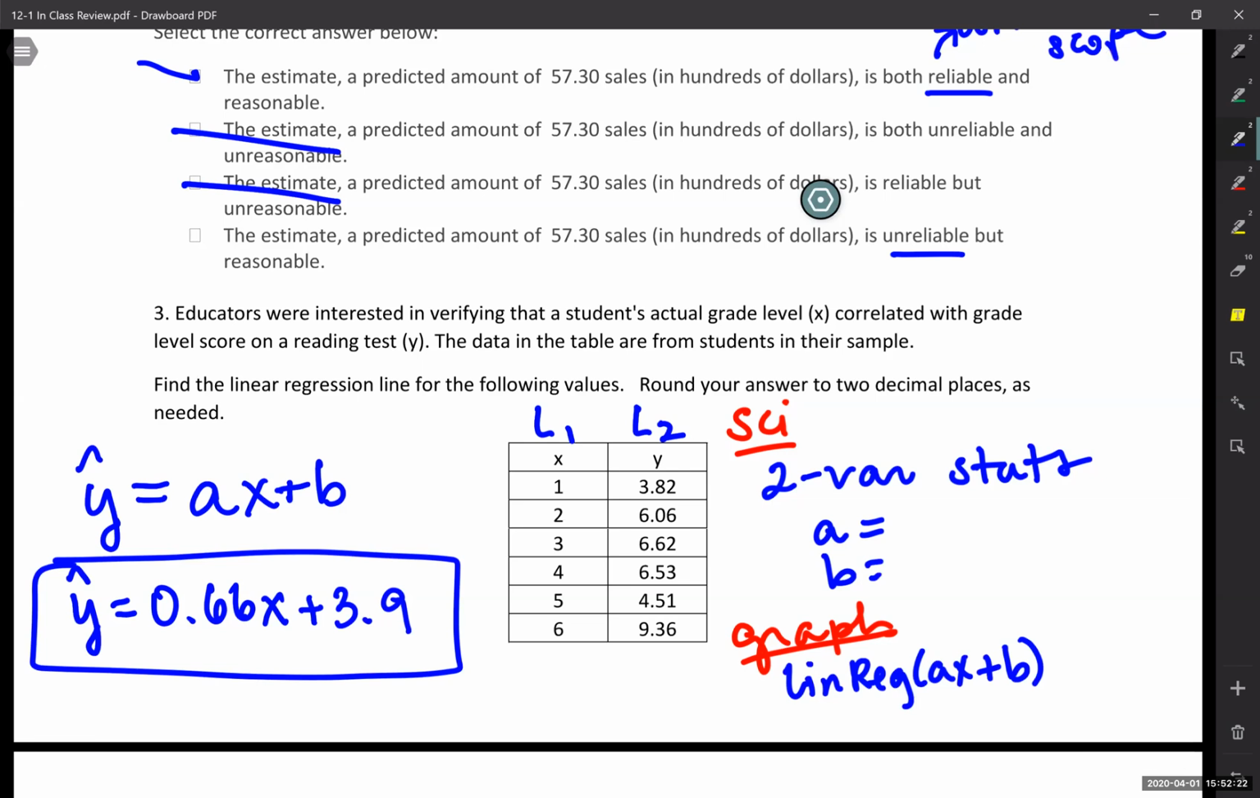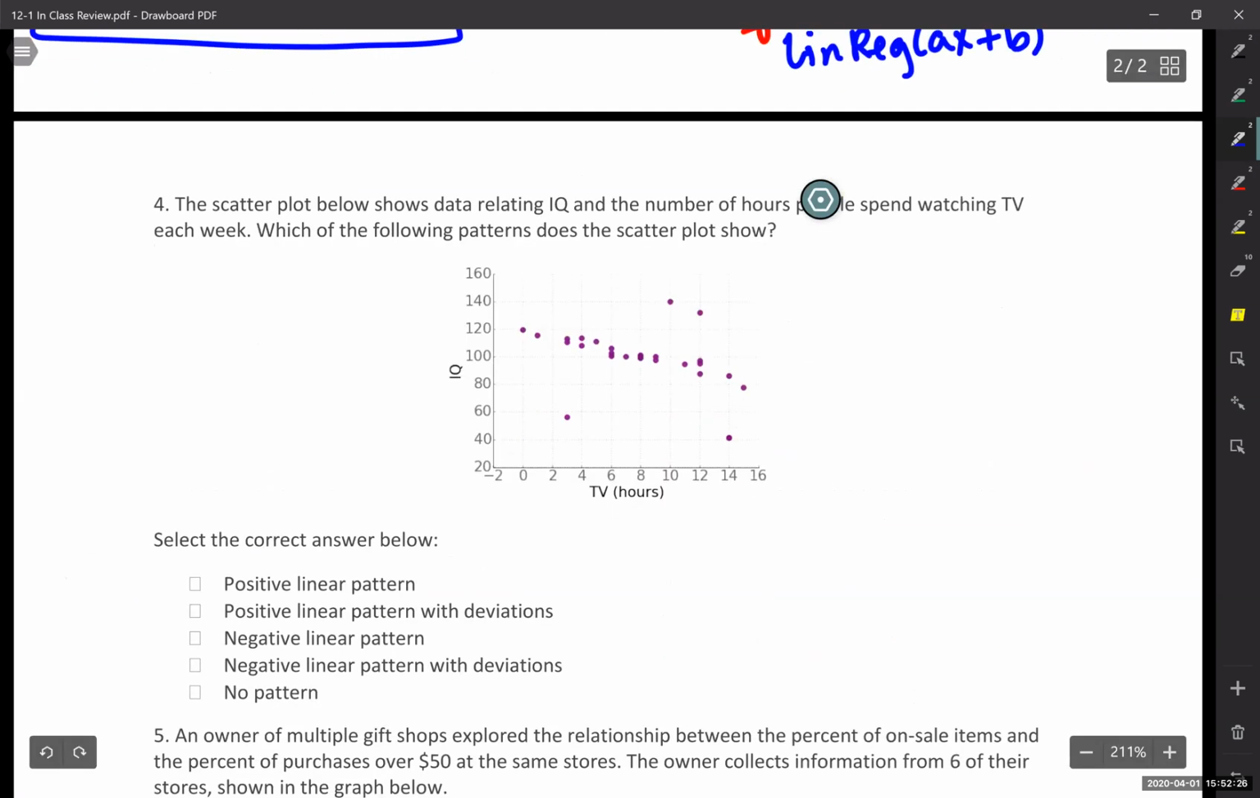On the back side, number 4, we have this picture, and we're just talking about what kind of pattern you can see. So I definitely have a pattern. This looks a little more organized than someone just dumping pepper on my screen. I'm noticing this downward pattern, and it looks pretty linear. Well, actually, all my choices are linear. So it's definitely not no pattern, because no pattern would just be a scattered mess. Because it's headed down, it would be negative.